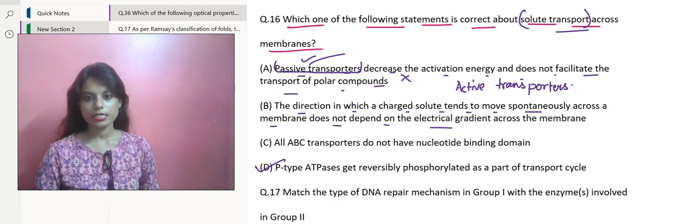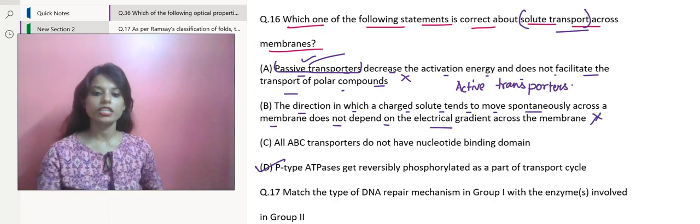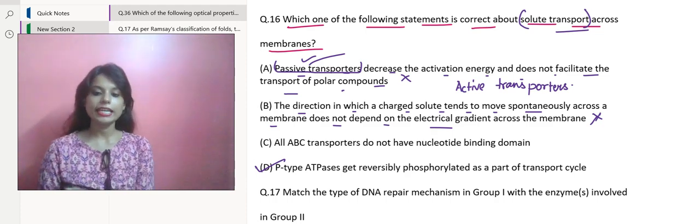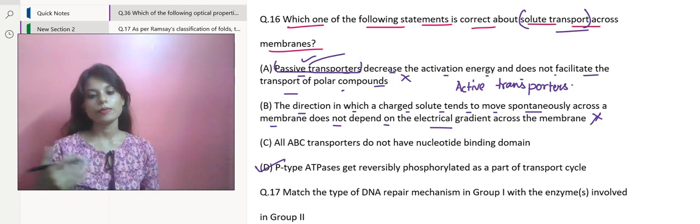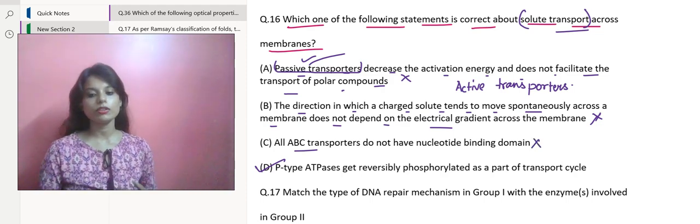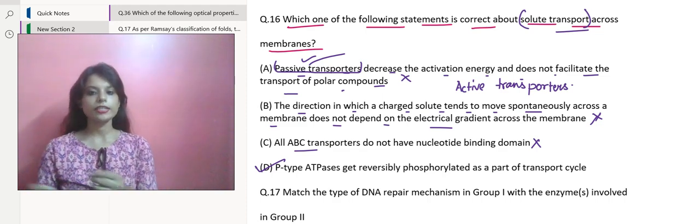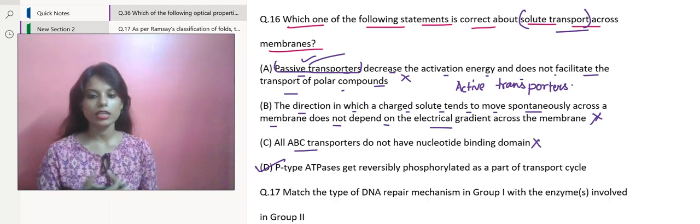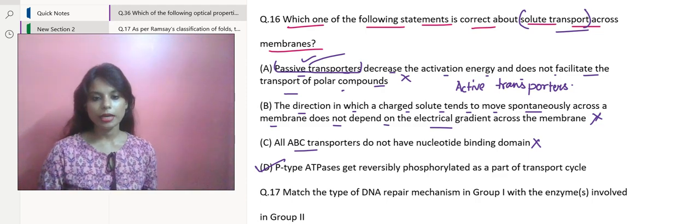Option B is incorrect because the direction in which a charged solute tends to move spontaneously across the membrane depends on the electrical gradient across the membrane, okay, as well as the concentration gradient of the solute. So that is why option B is also incorrect. Talking about option C, all the ABC transporters do not have a nucleotide binding domain. This one is also incorrect because all ABC transporters have nucleotide binding domains, of course, which are necessary for their function. So here, just the wrong thing is written. Let's talk about option D now.